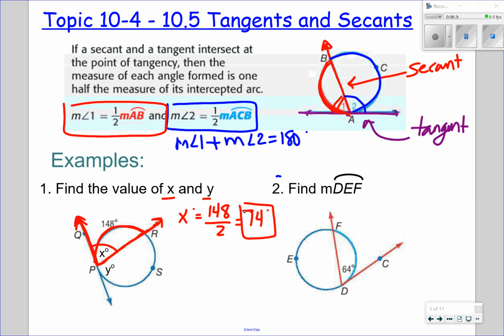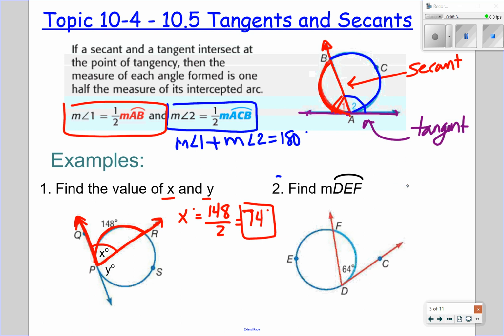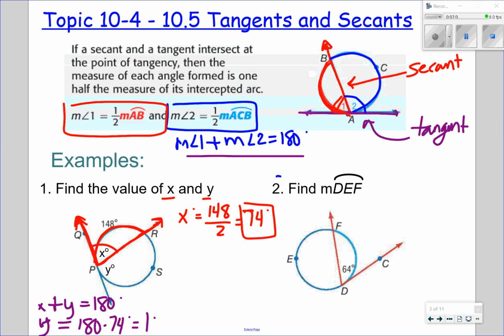Now there's two ways you can find y. The simplest way, I think, is to think about the relationship that we had up here with angle 1 and angle 2. That would mean that angle x plus angle y should be supplementary because they make a linear pair. So that means that y, sorry, my stylus is having a minute, would be 180 minus the 74, which would be 106.